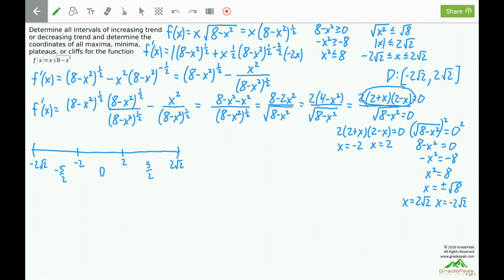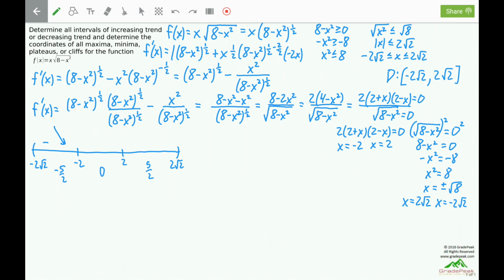Plugging the first test value in, 2 plus a negative 5 halves is, well, negative 5 halves is more negative than negative 2, so that will be a negative number. And then 2 minus a negative 5 halves, which is 2 plus 5 halves, will be a positive number. We have a negative times a positive, which is a negative. A negative first derivative corresponds to a decreasing trend.